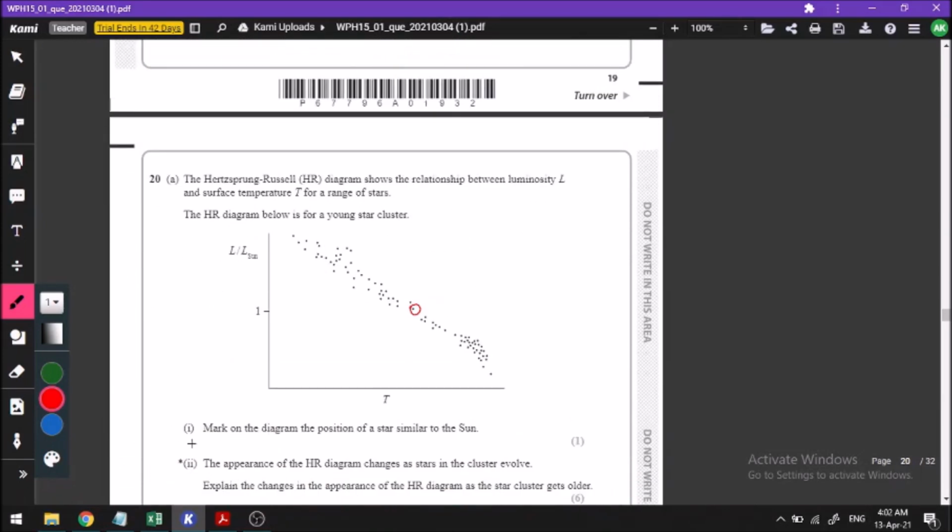Okay, this is an HR diagram, and we have to mark on the diagram the position of a star similar to the sun. So we know that this HR diagram is arranged according to L by L sun, which means where the value is 1, our sun is somewhere over here. So we mark a star similar to our sun. You have to mark anything that is close to this 1 region. Anything close to 1, any star that you mark in this region will be correct.